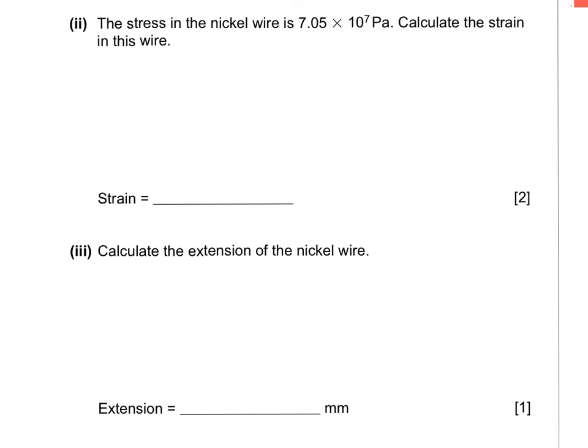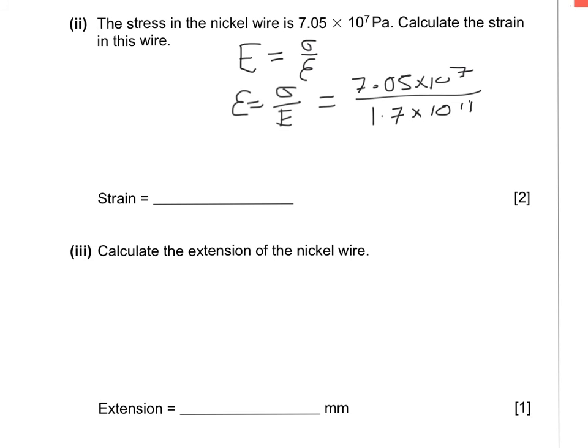So part 2, the stress in the nickel wire is 7.05 times 10 to the 7 pascals. Calculate the strain in the wire. Young modulus is stress over strain, so we need to get the strain on its own. That's going to be the stress over the Young's modulus for this material. So that's 7.05 times 10 to the 7 divided by 1.7 times 10 to the 11, and that gives 4.15 times 10 to the minus 4. And strain, remember, is a ratio, so it doesn't have units.